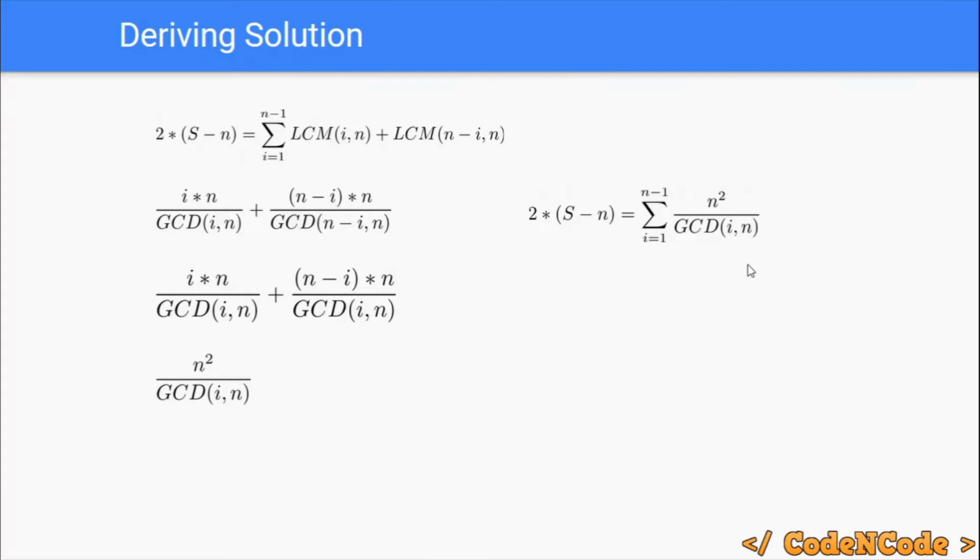This expression still requires n log n time. All you have to do is evaluate this, divide the right hand side by 2 and add n to it, and you get the solution. But the problem is the overall time still is n log n, because we are running a loop from 1 to n minus 1, and each time calling the GCD function, which again takes log n time. So the overall complexity still is n log n. We haven't improved on the time complexity yet.